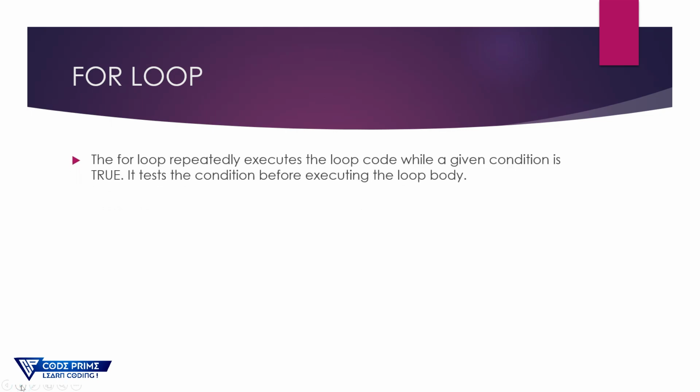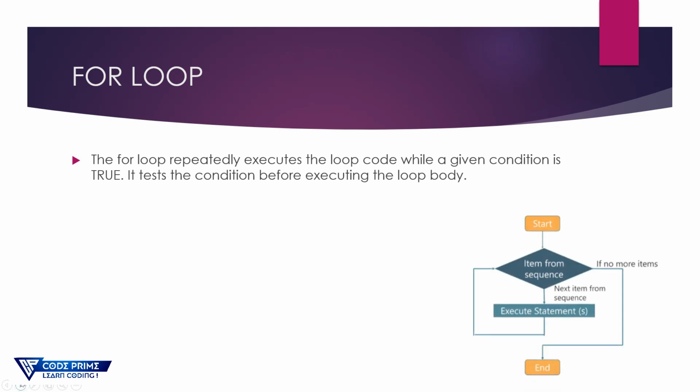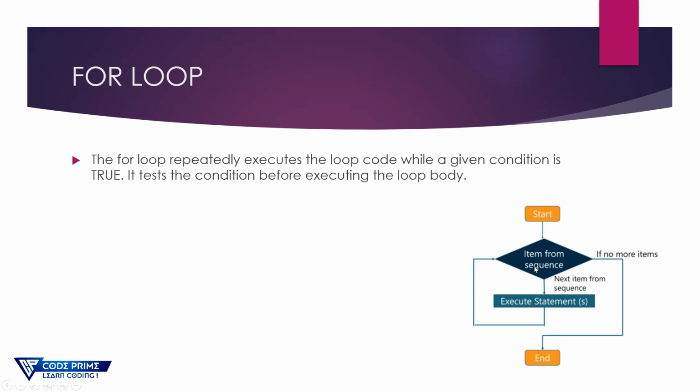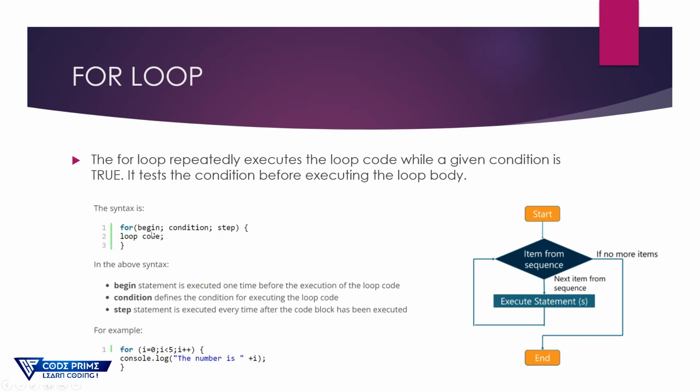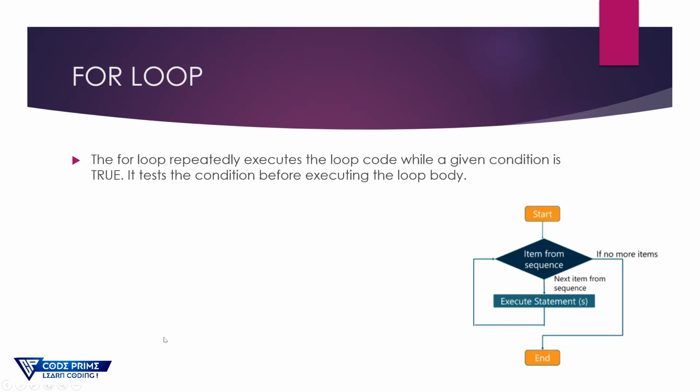The for loop repeatedly executes the loop code while a given condition is true. It tests the condition before executing the loop body. Here you can see it starts with an item from the sequence, and if there are no more items, then it ends. If the item is true, it executes the statement multiple times, repeating one, two, three, four like this, one by one. You can see an example here, so I will do that in practical also. Let's go to our coding studio right now.